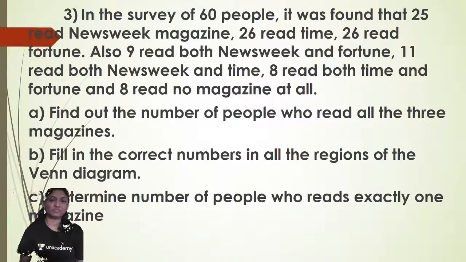If the question asks for 4 to 5 marks, then you have to solve with the help of inclusion and exclusion. And if you are solving for the MCQs, then you can solve with the help of a Venn diagram also. Now fill the correct numbers in all the regions of the Venn diagram. Determine the number of people who read exactly one magazine.